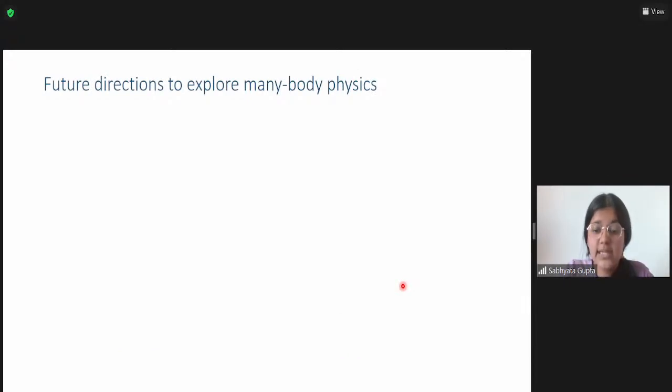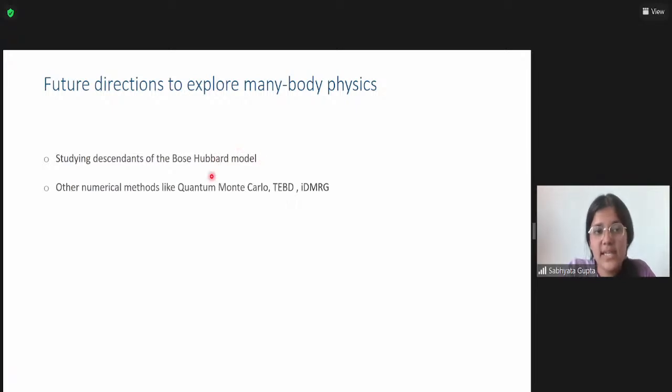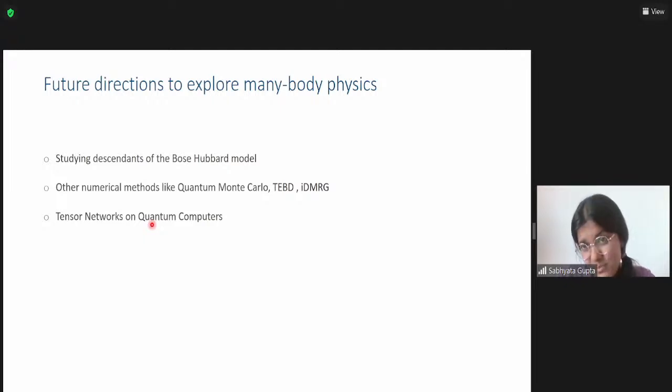The future directions that pertain to exploring many-body physics are basically that there are several descendants of the Bose-Hubbard model which need to be studied. You can add all kinds of interactions and study them even more. I'm also interested in studying quantum Monte Carlo and other numerical methods to solve many-body physics. Then there is also a very recently emerging field, from about 5 years ago, to study tensor network methods on quantum computers. These are some of the fields that I'm interested to look into in the near future.